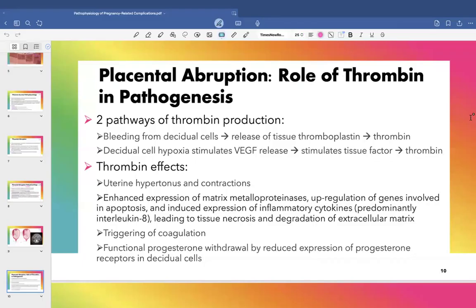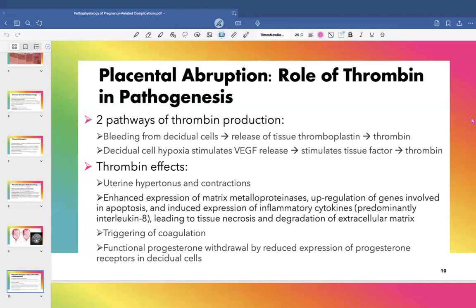This leads to thrombin production, and we already said that thrombin is a potent pro-contractor for the uterus. And the hypoxia that occurs in those decidual cells is going to stimulate vascular endothelial growth factor release, which then is going to stimulate tissue factor. Again, two pathways by which thrombin is being produced. And then again, it's going to increase uterine contractility.